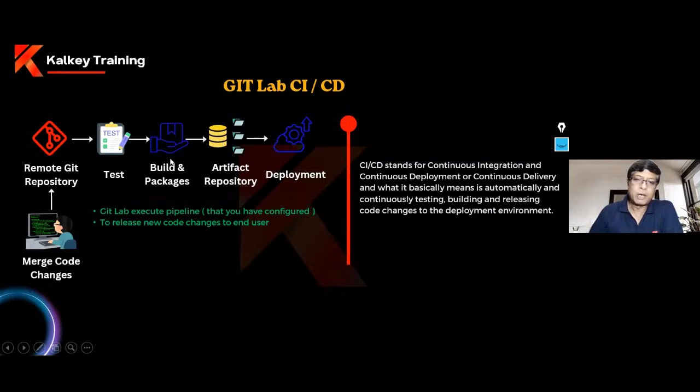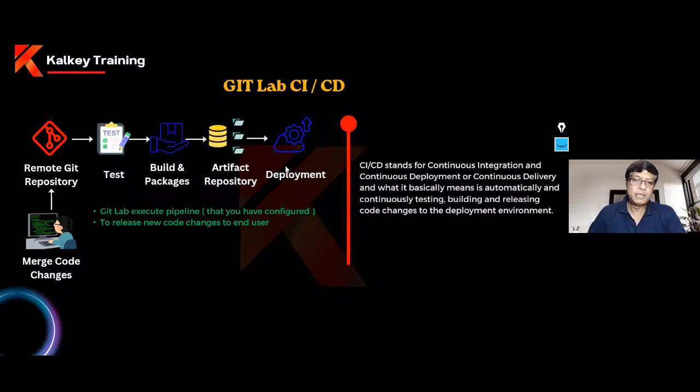And whatever the outcome of this build and packaging, we can put it into an artifactory. The artifact repository will help you keep those artifacts. And those artifacts can be picked up for release and deployment. So this is called the GitLab execute pipeline, to release the new code changes to the end user. Right now, the end user is our testing team, because the development team will deliver the code and somebody has to test it thoroughly, end-to-end testing will happen.